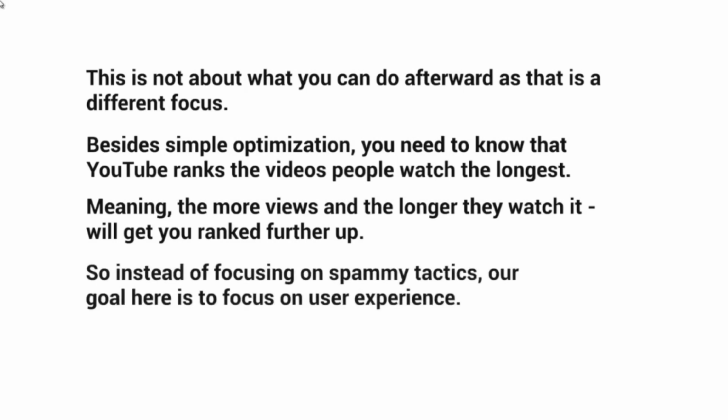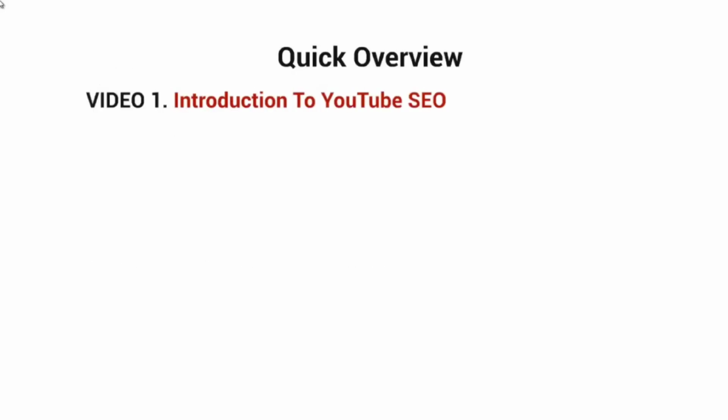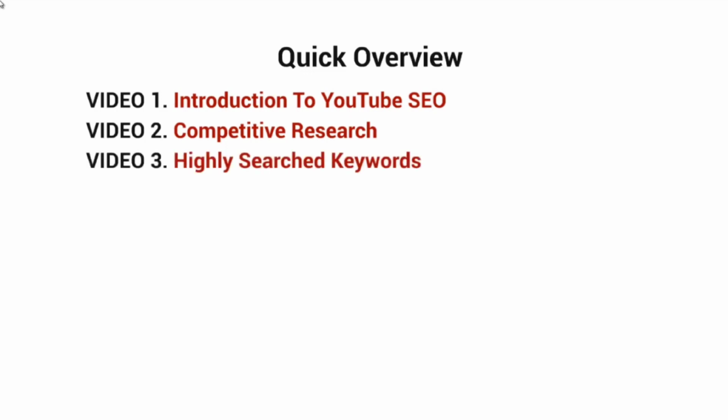So instead of focusing on spammy tactics, tons of backlinks, and all of that, our goal here is to really focus on the user experience. What I want to do now is give you a quick overview of what's inside this video course. This is, of course, video number 1. Video number 2 is going to be about competitive research, or in other words, researching your competitors to get a better idea of why YouTube is ranking those videos. In video number 3, we'll talk about highly searched keyword terms and how you can find those for your product or service or whatever you're trying to promote.